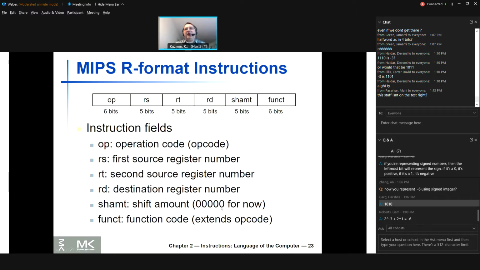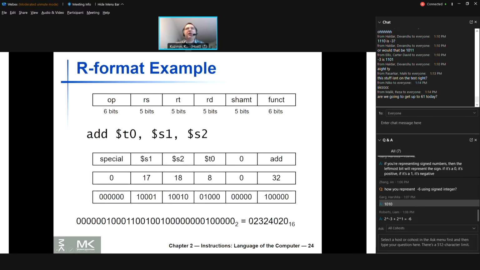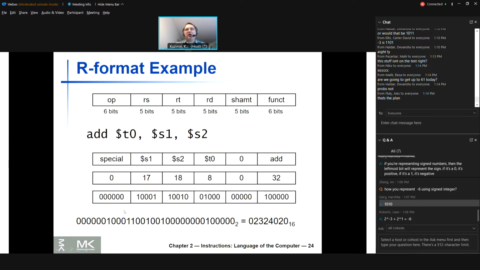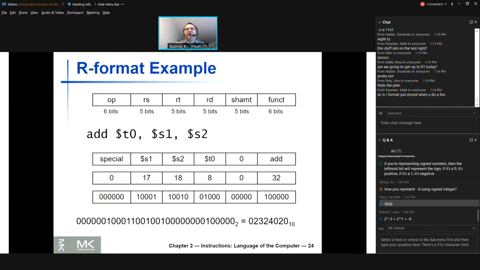So for now, it's 0. We will see instructions when it's not 0 in a little while. And funct is the function code. It extends the opcode. So here's an example of an R format instruction. You write this instruction, add $t0, $s1, $s2, and that's how it gets translated into the 32-bit machine code that I just showed you in QtSpim.